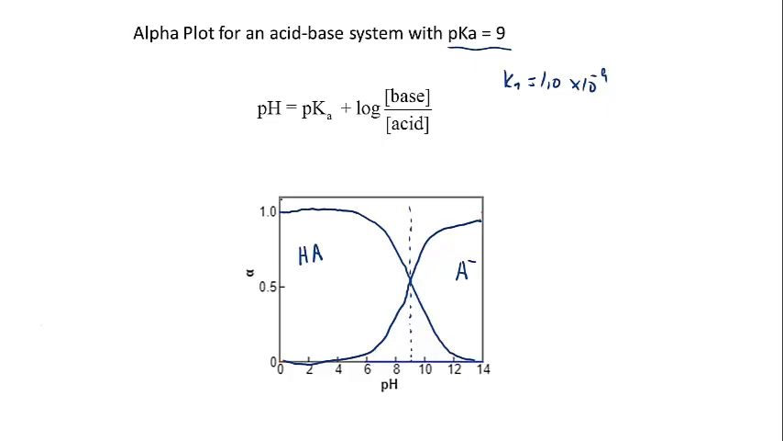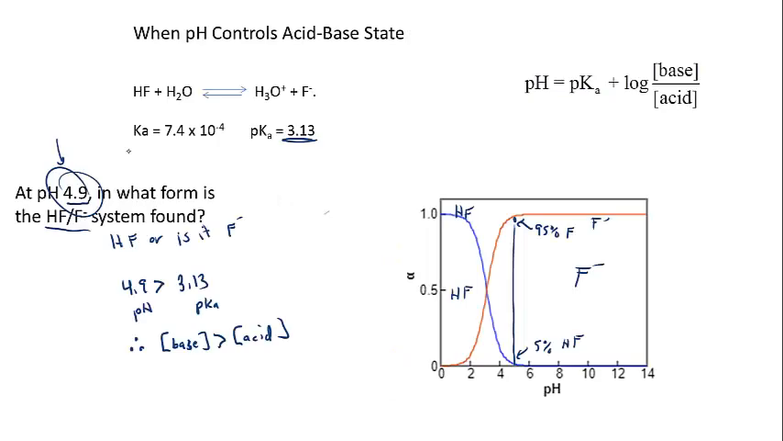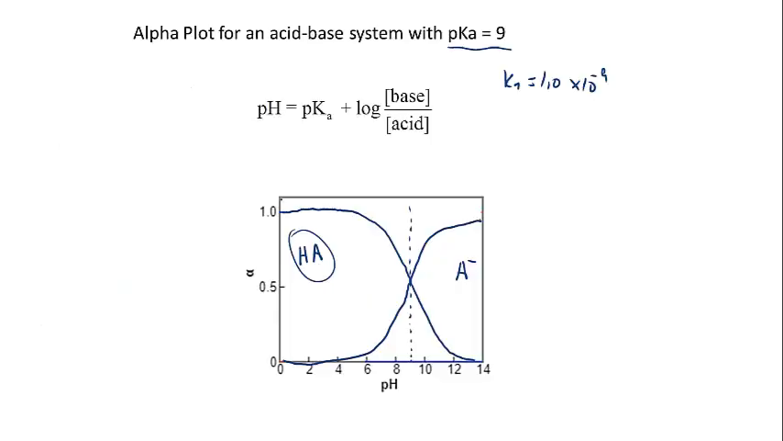So notice, if you had a solution that was pH 6, at pH 6 this acid-base system would be in the acidic form. Whereas the HF, F minus system at pH 6 would be in the basic form. So at a single pH, you can have one acid-base system exist in its acid form, where a different acid-base system exists in its basic form.